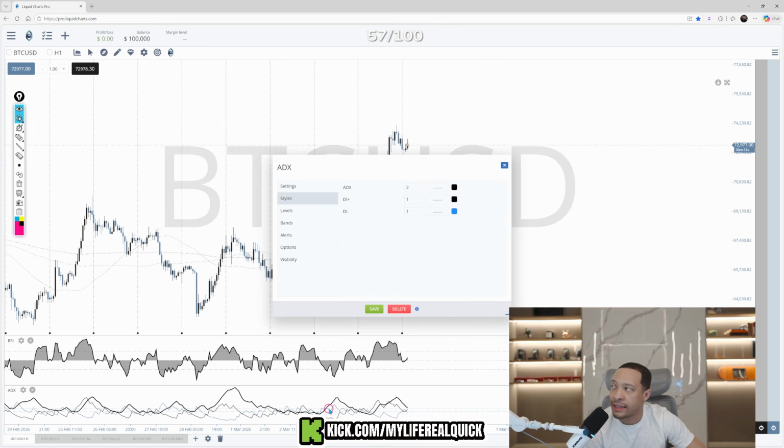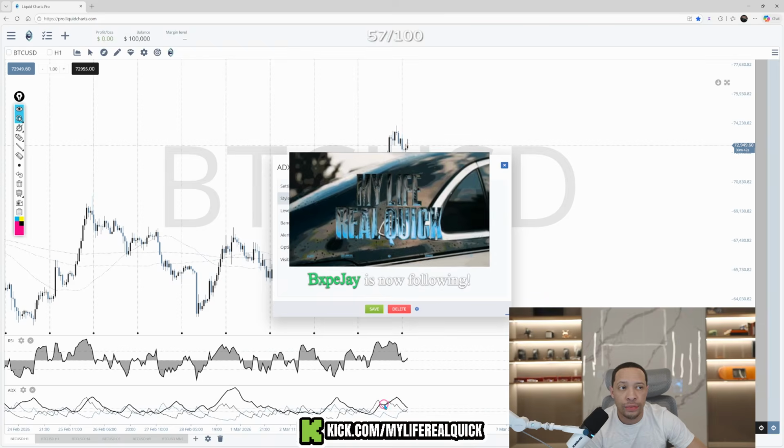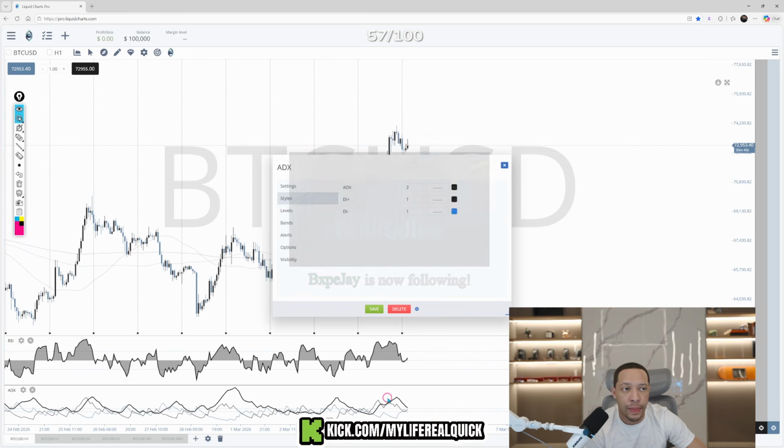Now, how can I identify the directional movement, aka the average directional movement index? How can I identify the actual movement for ADX?